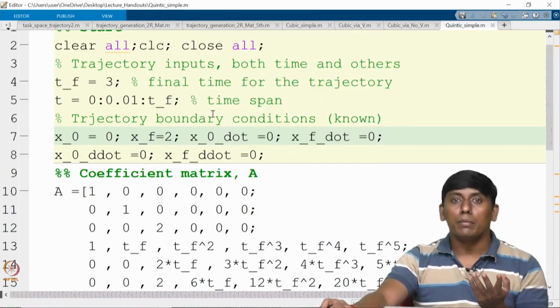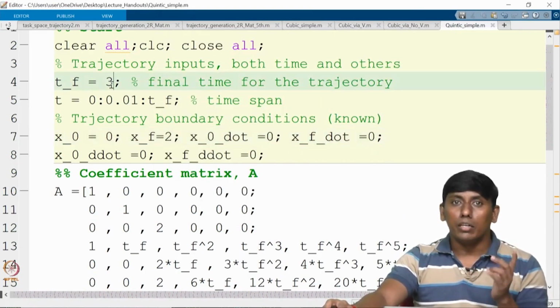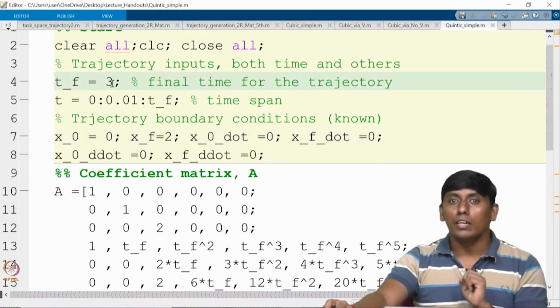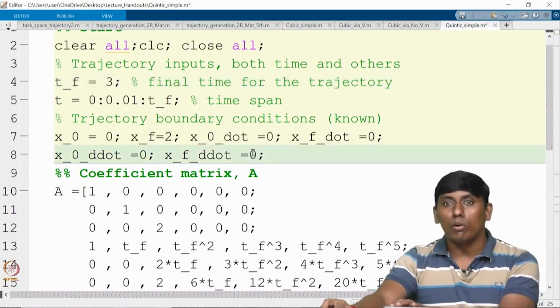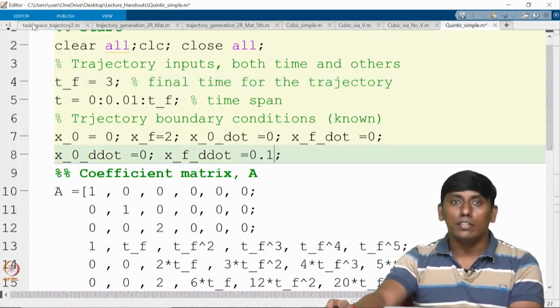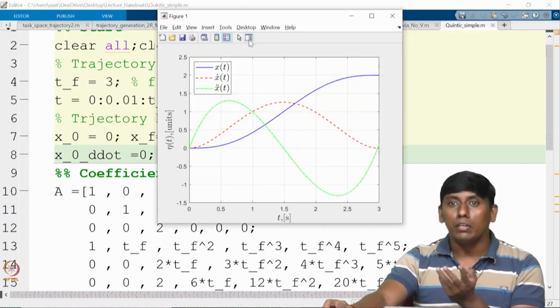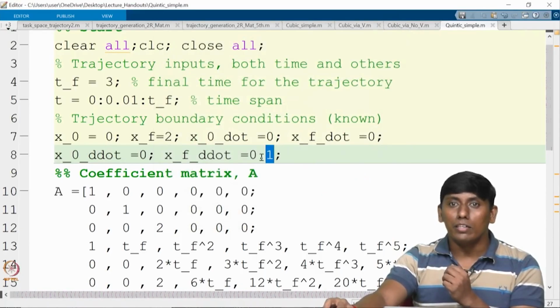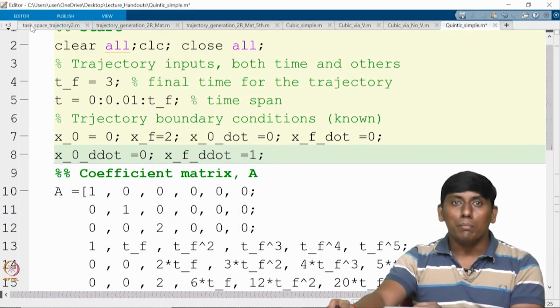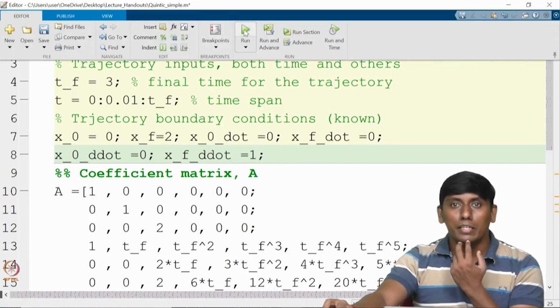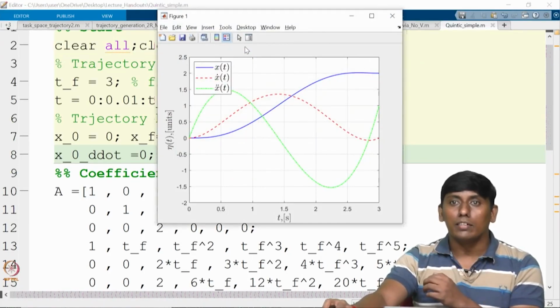And what are the parameters you can vary? One is the time span, which is how long you want, and how you can make the acceleration is also a consideration. For example, now the final acceleration is supposed to end with 0.1. So you can see it is ending with 0.1. In order to make it a little more explicitly visible, I am putting it as 1 meter per second squared. So you can see it is ending.